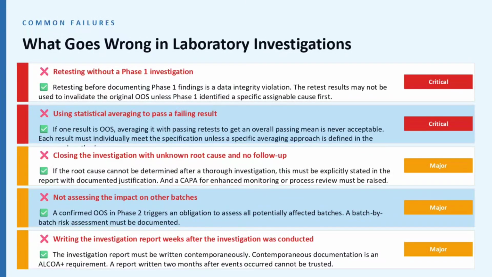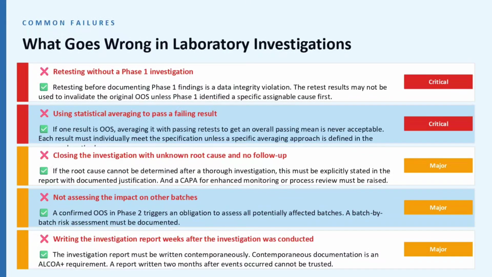The third failure is closing with an unknown root cause and no follow-up. If the investigation genuinely cannot determine the root cause after an exhaustive investigation, that conclusion is acceptable. But it must be explicitly stated, the reasons documented, and a CAPA raised for enhanced monitoring or process review.